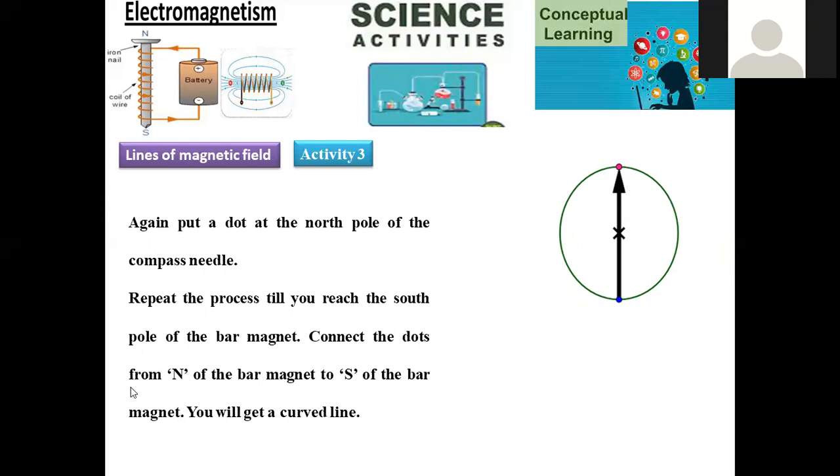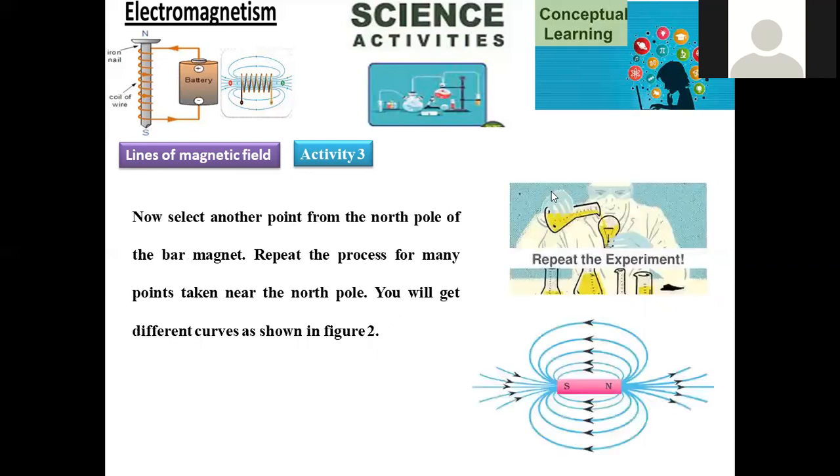Connect the dots from the north of the bar magnet to the south of the bar magnet. You will get a curved line because here we are moving through a 180 degrees angle. North to south, it will become 180 degrees, right? Again, south to north, it will become 360 degrees. A complete sphere will be completed, right? So we moved from top to bottom, which covers a 180 degrees angle. So this indicates a curvature. This is a simple curvature you are going to see here.